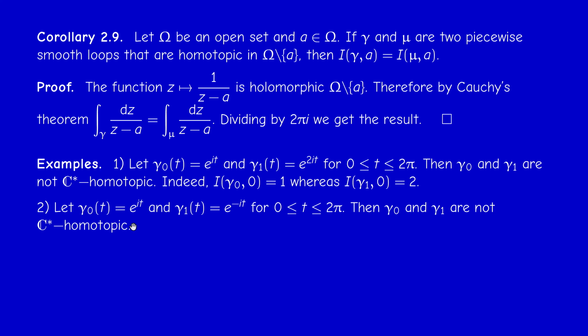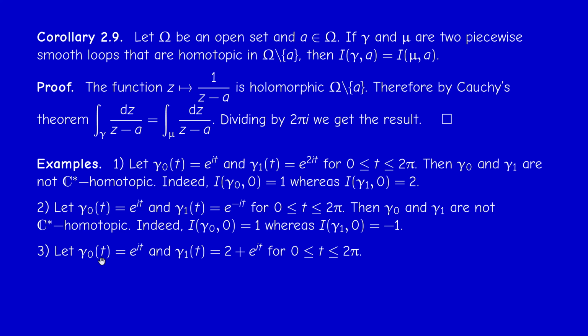And what about the circle traveled once in the positive direction and the circle traveled once in the opposite direction? Also, they are not C-star homotopic. They are C homotopic once again, but they are not C-star homotopic. Why? Because the indices are opposite. The index of gamma 0 is 1. The index of gamma 1 is -1 with respect to 0. So they cannot be homotopic in C without 0.